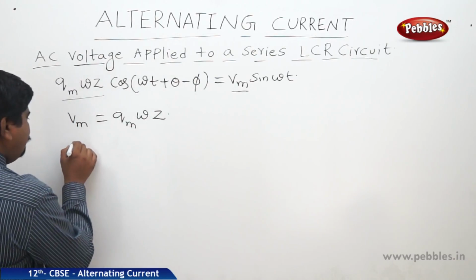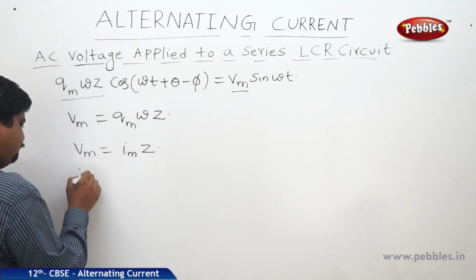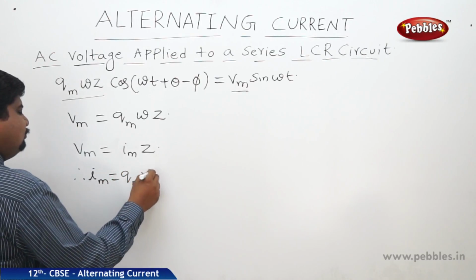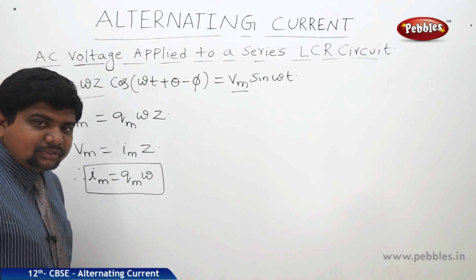That's why, what is Ohm's law? Vm is equal to Im z. Therefore Im is equal to qm omega. This is the one equation we got.